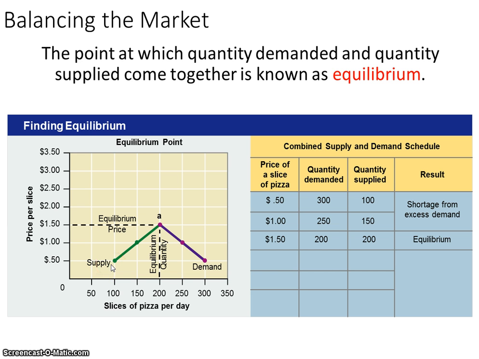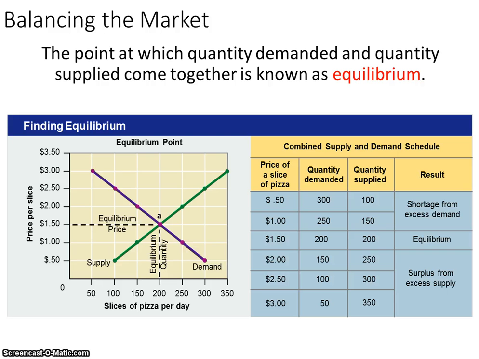But as we keep increasing prices, we move away from equilibrium because we start to create a surplus. A surplus is all the space between each point as price goes up. At $2 per slice, we create a surplus of about 100 pieces of pizza. At $2.50, that goes up to about 200 pieces of pizza. And at $3 a slice, that goes up to about 300 slices of pizza.